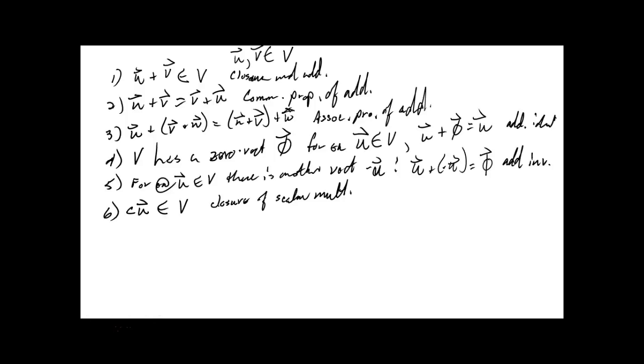If the vector is in that space, C times the vector is in the same space. Number 7: if you do C times the sum of two vectors, U plus V, that's always going to have to be CU plus CV, if it's a vector space.